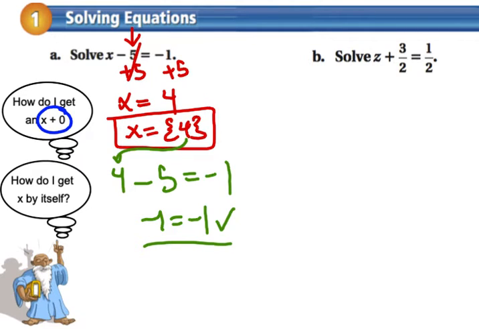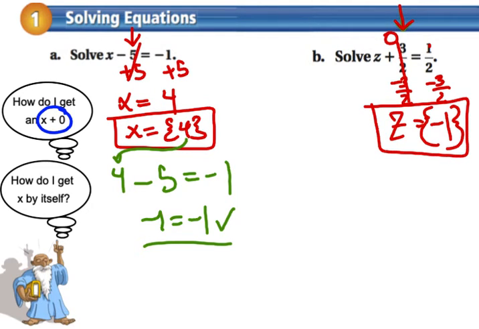Okay, next example. z plus 3 halves equals 1 half. We do need to get rid of this 3 halves. You get rid of it by doing the opposite of it. The opposite of 3 halves is a negative 3 halves. If we do negative 3 halves on both sides, we get z by itself. z plus 0, because yeah, this will be a 0 now. And 1 half minus 3 halves is negative 2 halves. That's negative 1. So z equals negative 1 is the solution.